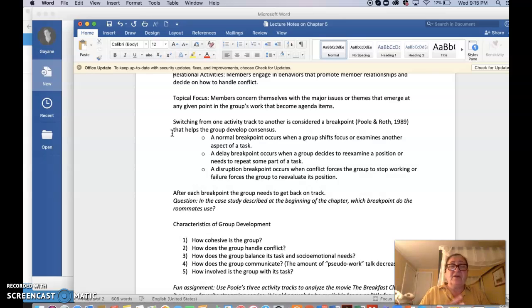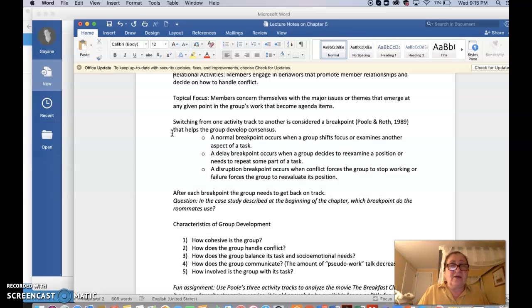A delay breakpoint occurs when the group decides to re-examine a position or needs to repeat some parts of a task, or in our case, it could be tabled. If we were trying to reach a vote, and decide that it needs to be delayed with more consultation, etc. So there needs to be more work before the group's activity continues. So that is called the delay breakpoint.